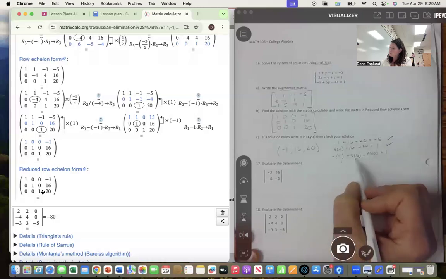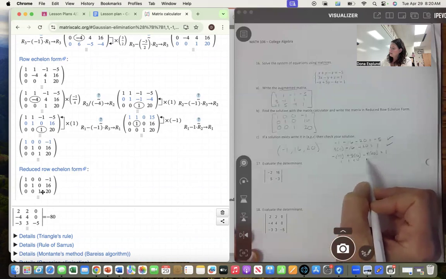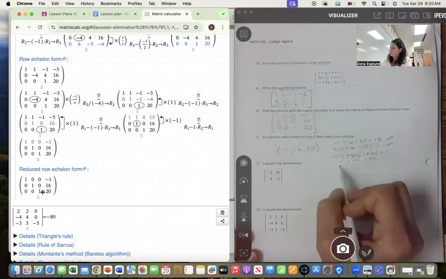So in this case, it'll be 1. I'm going to go ahead and do the steps. 1 plus 5 times 16 should be 80, and then minus 4 times 20 is also 80. So these cancel out and you're left with 1.